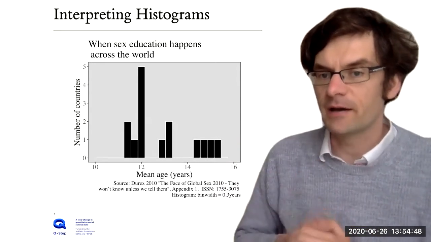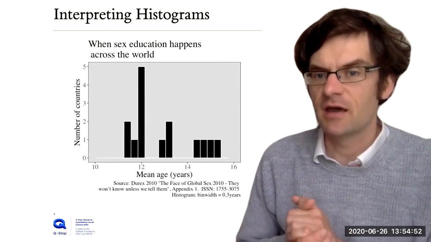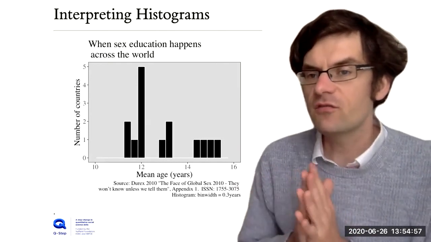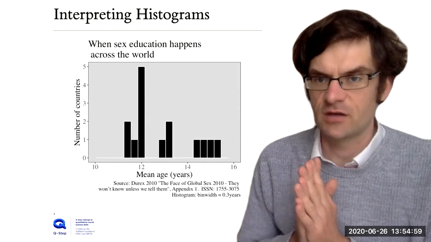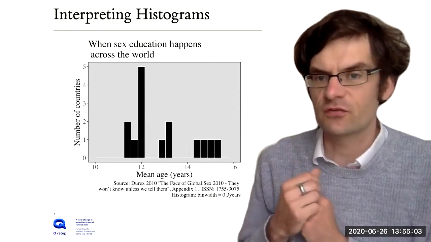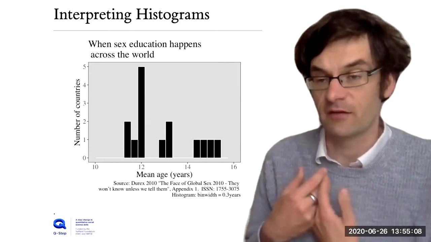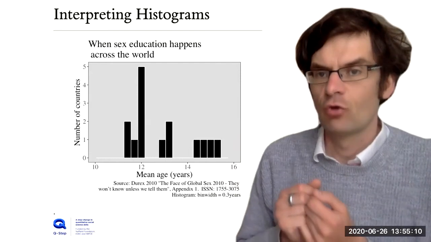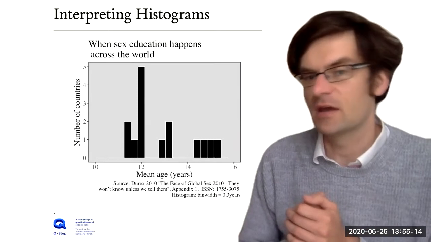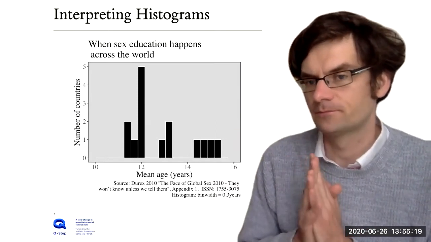The histogram behind me shows the mean ages at which someone across a survey received a sex education. And we're going to use this histogram to convey this information for the whole sample of countries for which we have these mean ages. So, for example, in one country, someone might have received sex education at the age of 12. And this is included in the histogram.